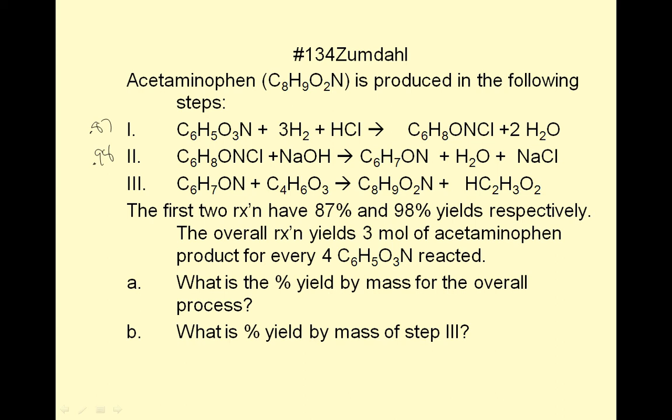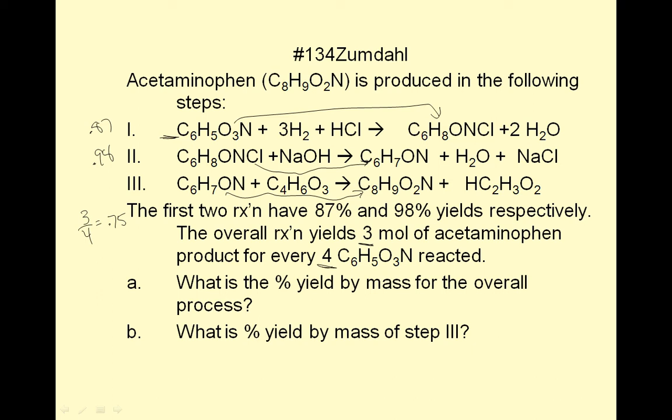The overall reaction yields 3 moles of acetaminophen product for every 4 moles of C6H5O3N reactant. So if I look here, I'm going to go from this guy for everyone to see, and I'm going to turn him into the next one, and turn that into the next, and turn that into C8H9O2 negative. Now, there are no coefficients here, and this scares me. Oh, there's a coefficient. It's balanced. That's wonderful. So if everything that I've converted into has a coefficient of 1, that means 4 moles should give me 4 moles, but I only get 3 moles. Well, what percentage is 3 out of 4? Hey, that's 0.75, or 75%, right?